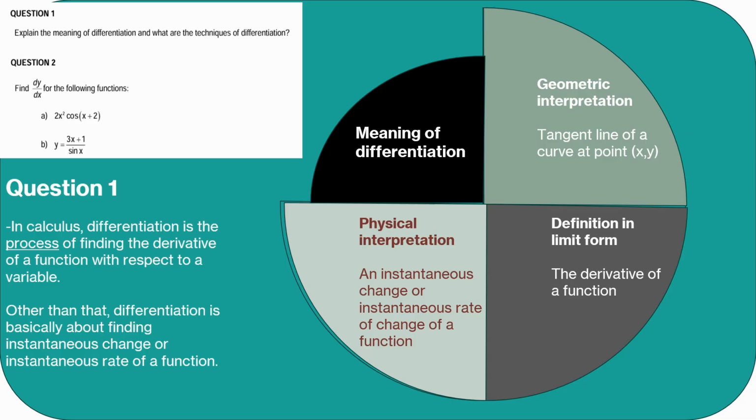First of all, we have geometric interpretation, where differentiation means the tangent line of a curve at a point. Next, we have the definition in limit form, where differentiation is the derivative of a function. And then we have physical interpretation, which means the instantaneous rate of change of a function.